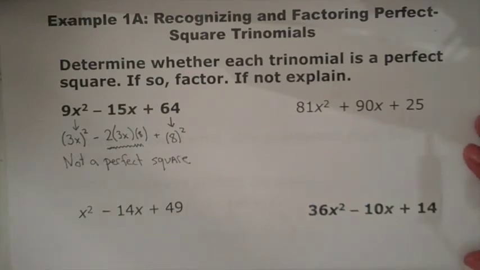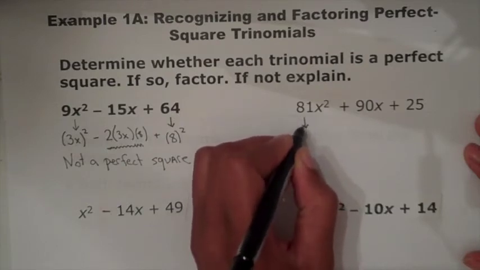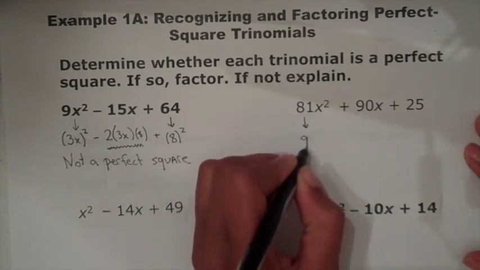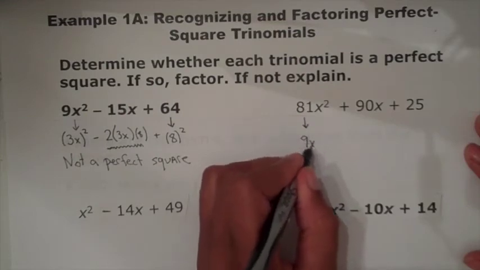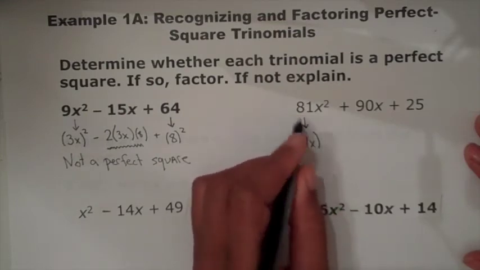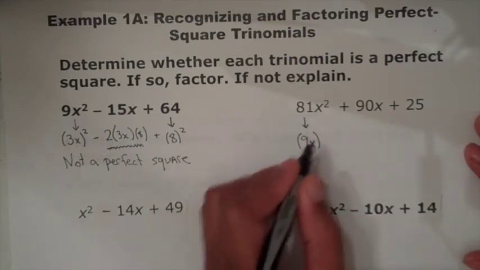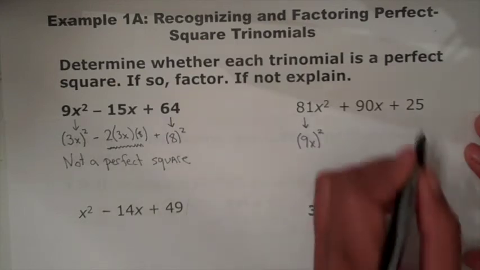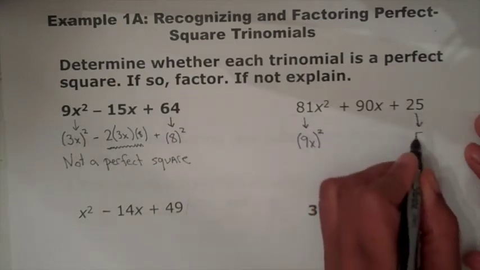Okay, and the next one. What times what gives me 81? 81 is 9 times 9. What times what gives me x squared? That's x. So 81 times x squared is equal to 9x quantity squared. What times what gives me 25? Well, that's 5 squared.